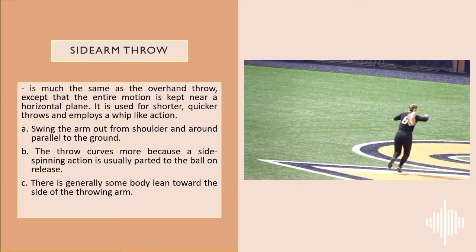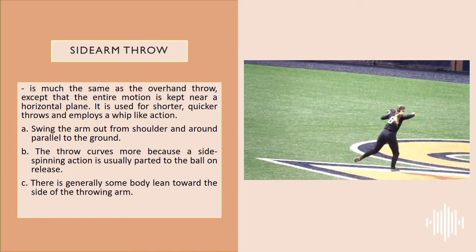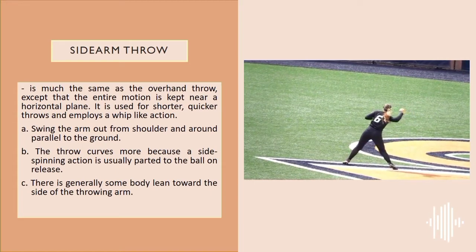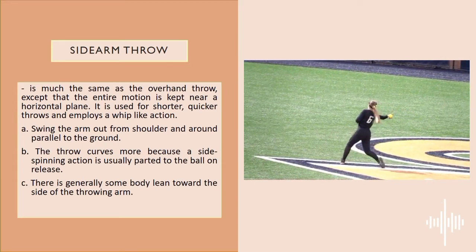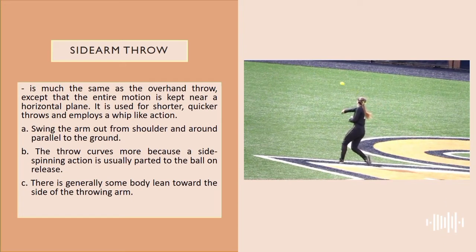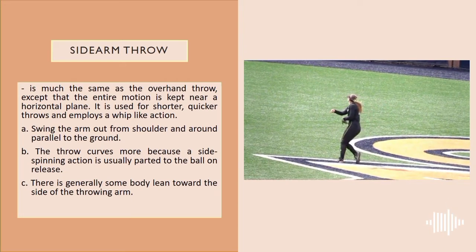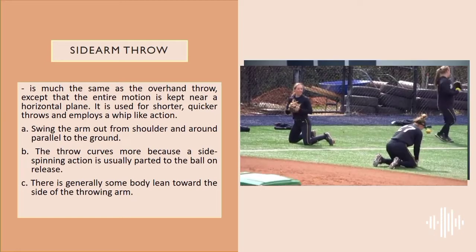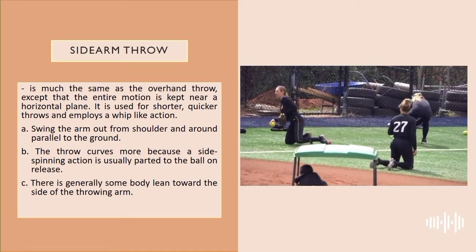First, swing the arm out from the shoulder and around parallel to the ground. B. The throw curves more because a side spinning action is usually imparted to the ball on release. And C. There is generally some body lean toward the side of the throwing arm.